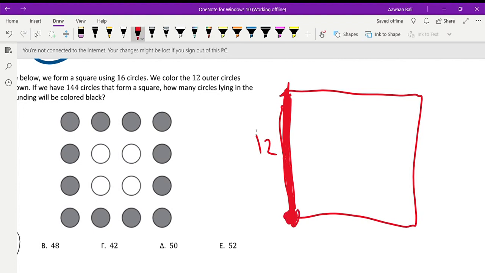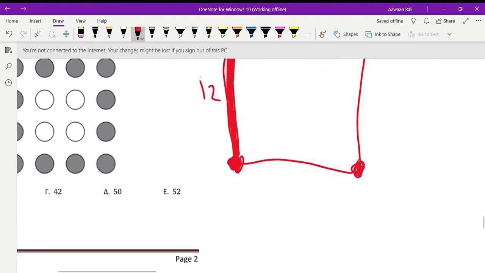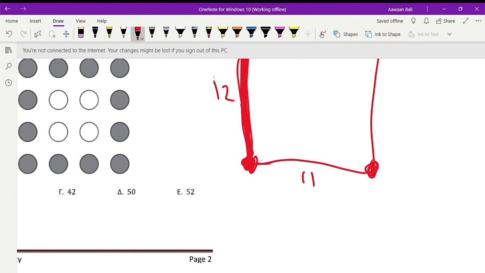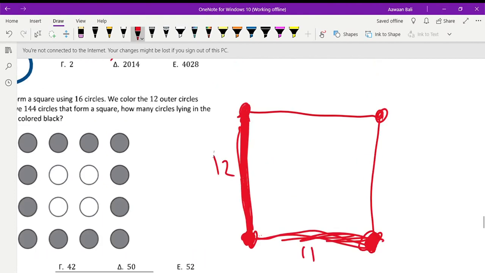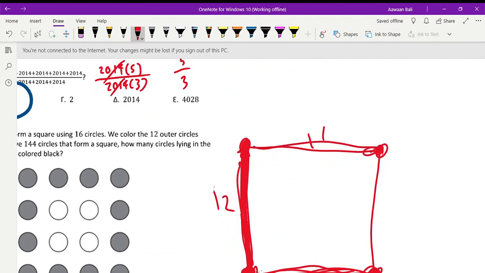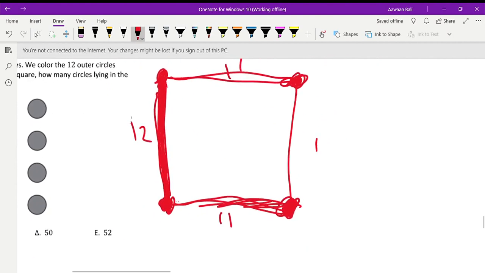The circles at the corners, I'm gonna mark them here. Now this side has taken both circles here, which means that this side will only be left with 11, but this one takes this corner, which means that the last side here has no corners and it'll just be 10 circles.